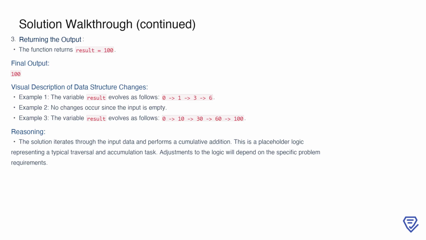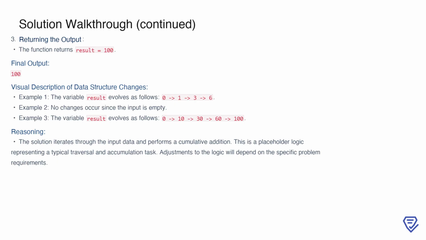To summarize, in example 1, the result variable evolves as 0, 1, 3, 6. In example 2, no changes occur since the input is empty, and the output remains 0. In example 3, the result evolves as 0, 10, 30, 60, 100. The logic here involves iterating through the input and performing a cumulative addition, which is a common pattern for traversal and accumulation tasks. Depending on the problem, this logic could be adjusted to perform different operations or handle more complex requirements.